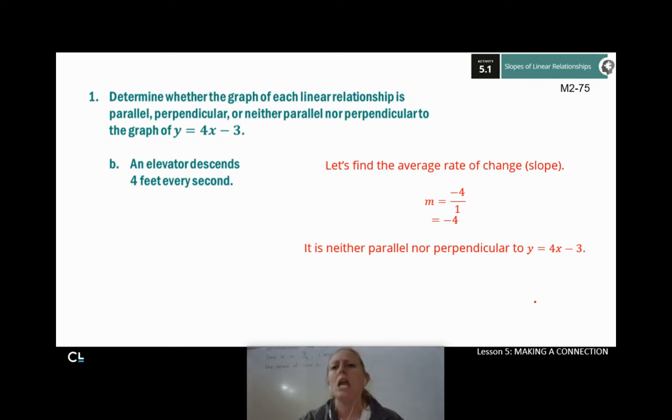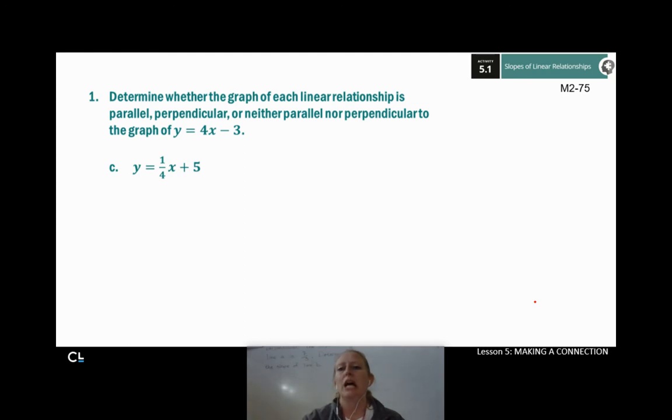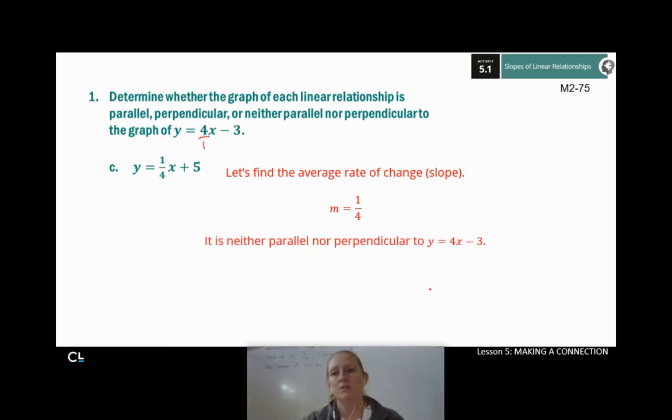Fine, be that way. Let's talk about part C, which has a slope of 1/4, right? There's my average rate of change. There's my slope. It's 1/4. They just left it there waiting for me. I do see, because you could think of this as 4 over 1, I do see that they did flip it, but they didn't change the sign. So it's not parallel because they're not the same, but it's not perpendicular because they're both positive. Remember, they have to be opposite reciprocals, one positive, one negative. So it's not parallel or perpendicular to y equals 4/3 x minus 3.